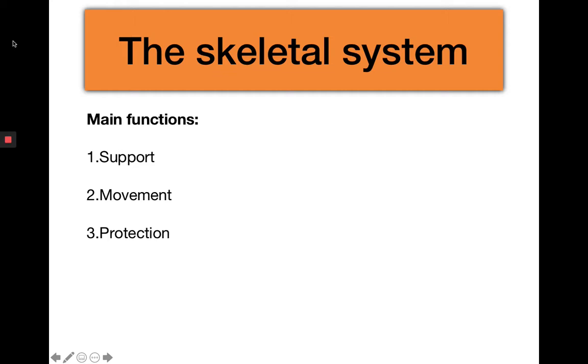Function number 3 is protection, and we have different bones in the body that protect vital organs like our brain, our lungs, our heart, and we also have the spinal cord, obviously, that needs protecting. So we have bones that wrap around these to protect. Our blood cells are produced in the bone marrow of these bones, so blood cell production would be a function of the skeletal system. And we also eat, digest, and then store calcium or minerals in our bones. So storage of calcium would also be a function of the skeletal system.